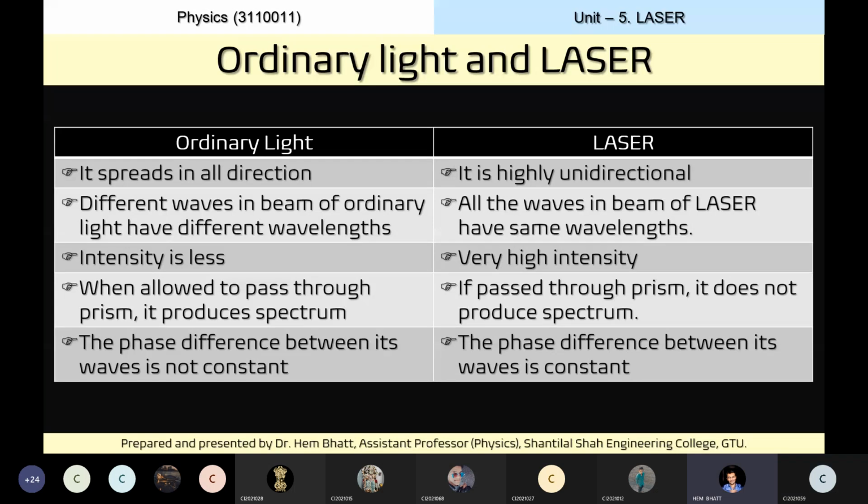After that, characteristics of laser. How many characteristics of laser? 5. 4 or 5? 4.